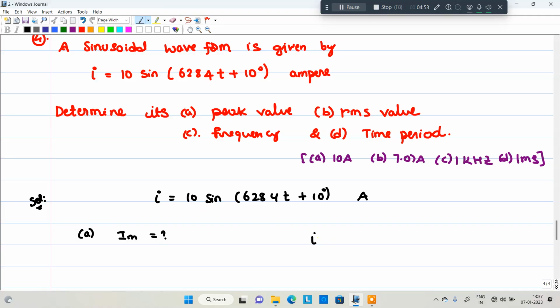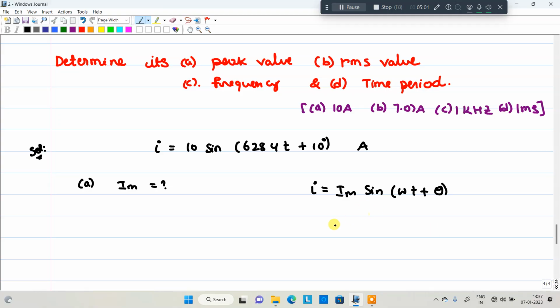From this relation, i is equal to Im sin(omega t plus theta). Yes or no? So from that, Im value is 10 amperes. So compare these two.